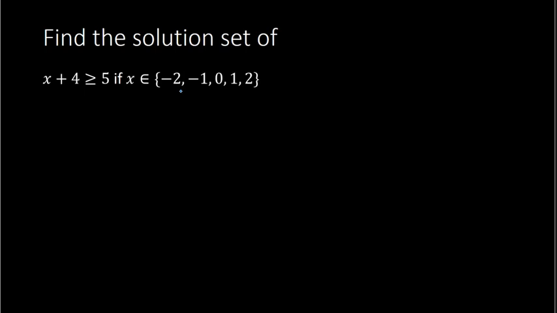So what I do is I plug in these 5 numbers to determine which of these, if any, are a solution to the inequality. So for example, -2, we plug that in for x. So we get -2 plus 4 is greater than or equal to 5. So the question is, is this a true statement? Well, -2 plus 4 is 2, which is not bigger than 5 or equal to 5. So this would be false. All right, so -2 does not work.